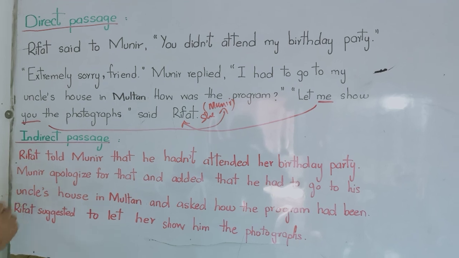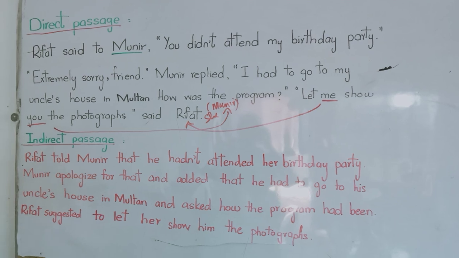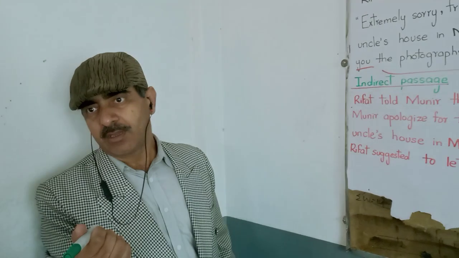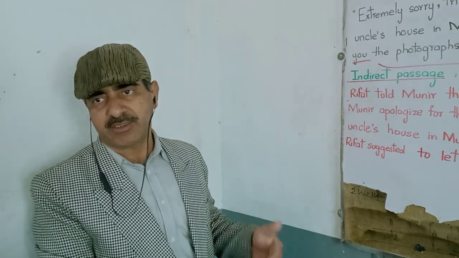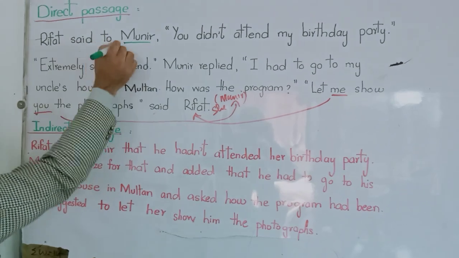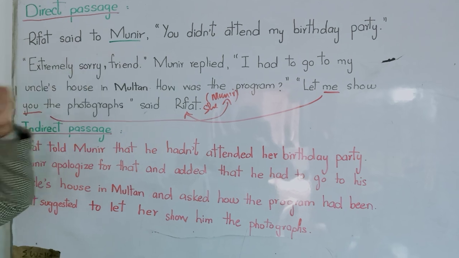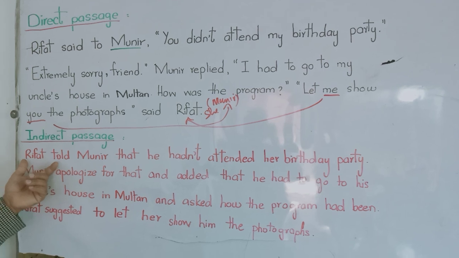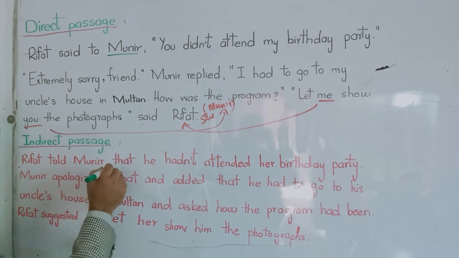It will be "told" because there is an object clear in the reporting speech. What is the reporting speech? The part outside inverted commas is called reporting speech. So it will be "told" because there is an object over here. Because the object is Munir, we will use "told Munir that" to remove inverted commas.